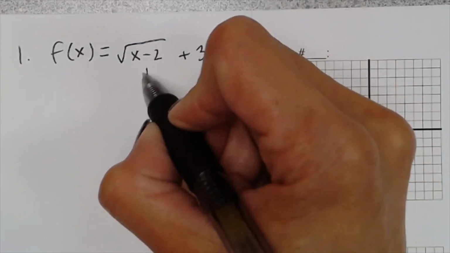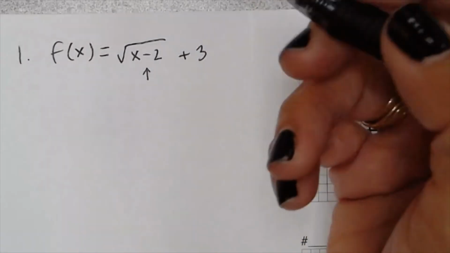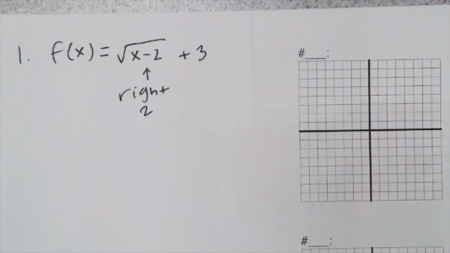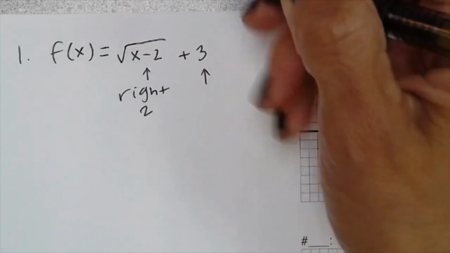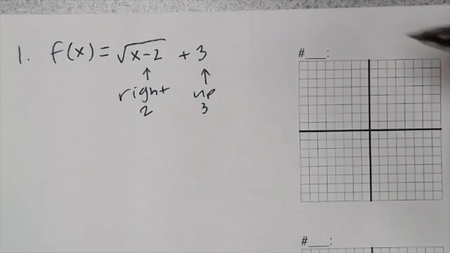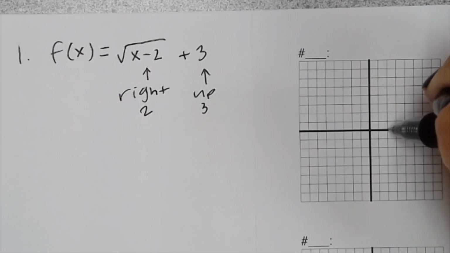You'll notice that underneath the square root it says x minus 2. So that means the graph is going to shift right 2 units. And then this value right here indicates that the graph will shift up 3. So we're going to move that original point (0, 0) right 2 and up 3.